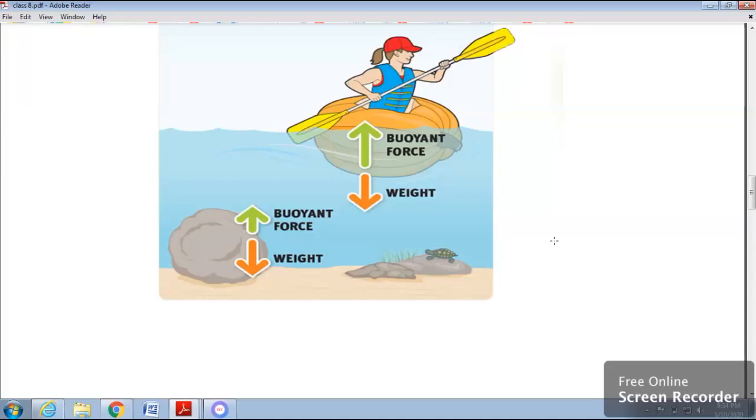Case number 2, when buoyant force is equal to the weight of the body. In this case, the body will float, just below the surface of the liquid. And in the third case, when the buoyant force is greater than the weight of the body. As you can see, this is the case of this boy. Here the buoyant force is greater than the weight of that body.